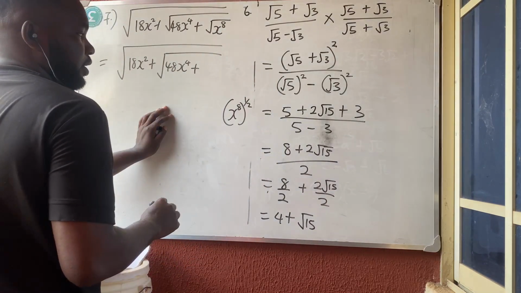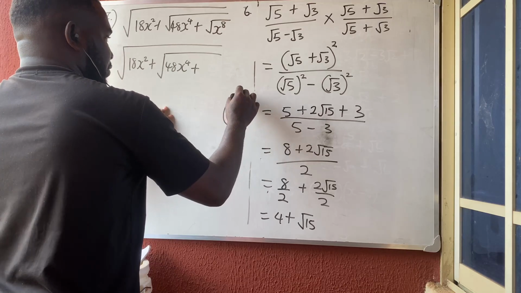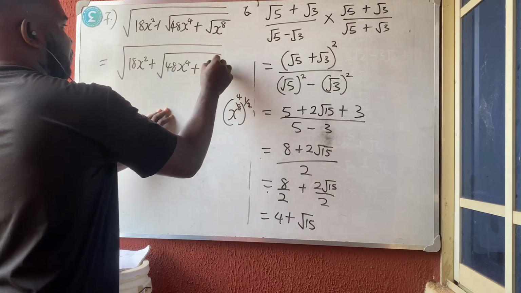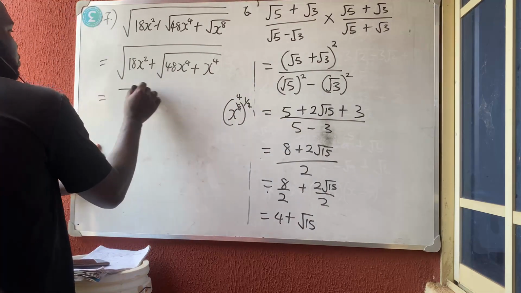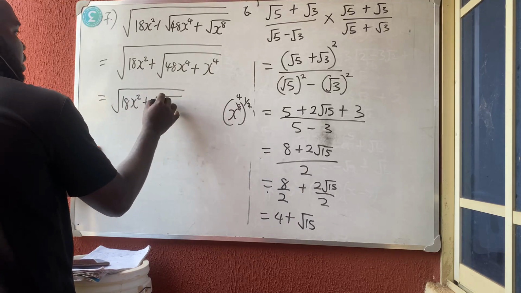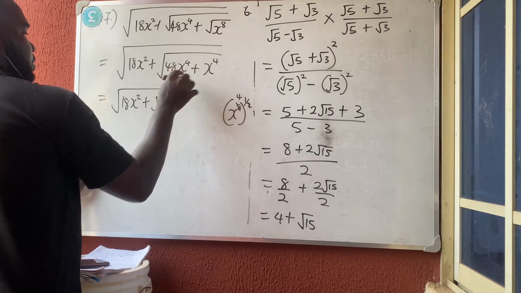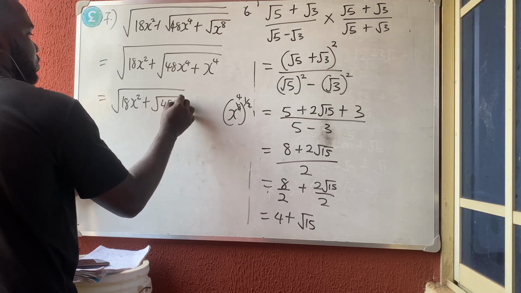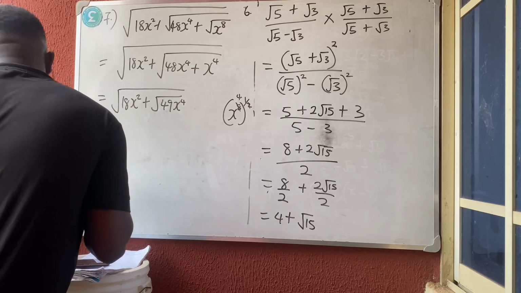If you can remember indices, this takes care of this. I'm having 4, so it means it's x raised to the power 4. So let's add, this is equal to the square root of 18x squared plus, this is now 48 plus invisible 1. I have 49x raised to the power 4.